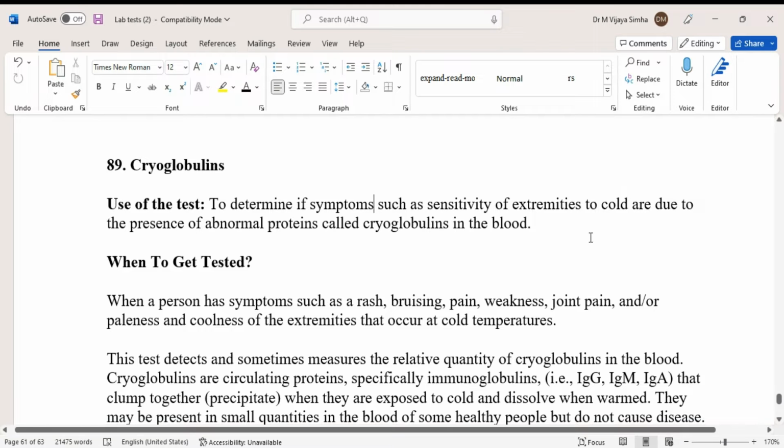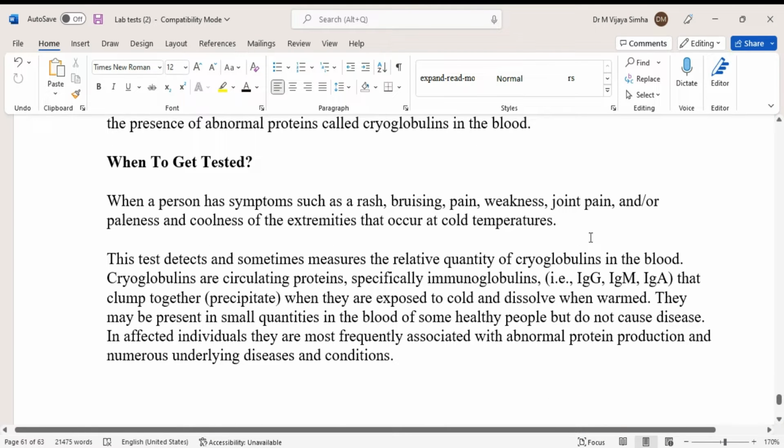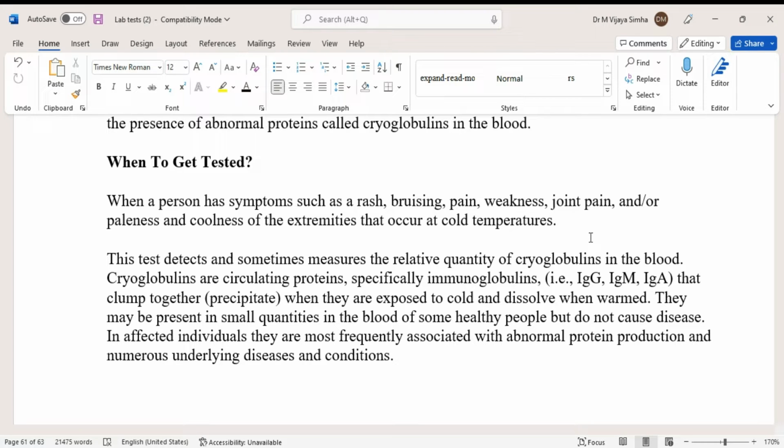When to get tested? When a person has symptoms such as a rash, bruising, pain, weakness, joint pain, or paleness and coolness of the extremities that occur at a cold temperature. This test detects and sometimes measures the relative quantity of a cryoglobulin in the blood.